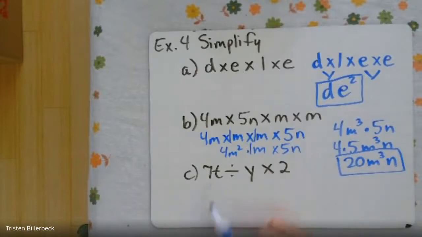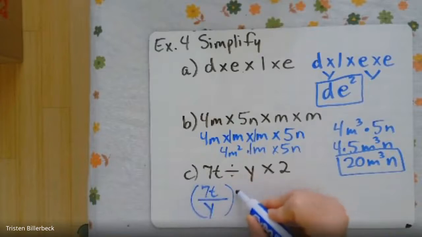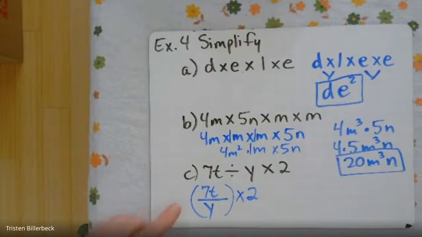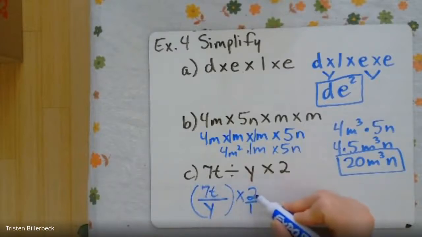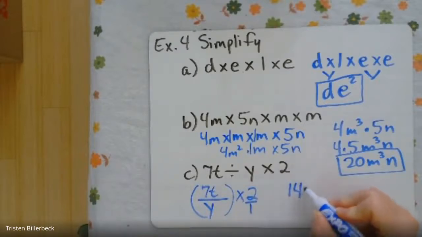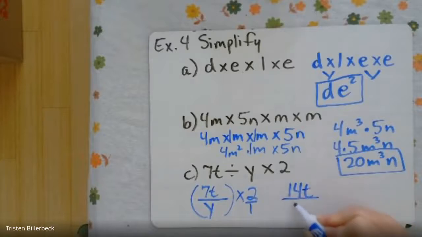All right, so let's look at this one. We have 7t, and we know when it's divided by y, the y is down here. But then we have this expression multiplied by 2. So we can put a little 1 here, and when we come across here, we have 7t times 2 is 14t over y, because y times 1 is just y. So this would be the simplified expression.